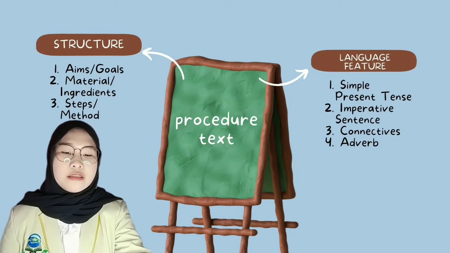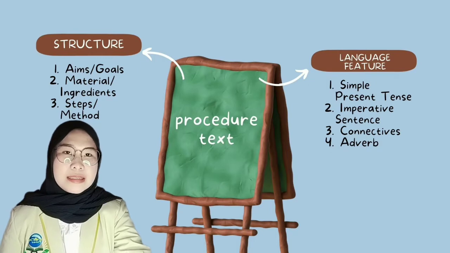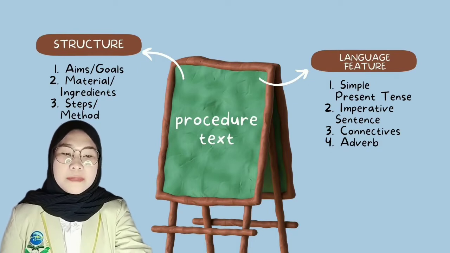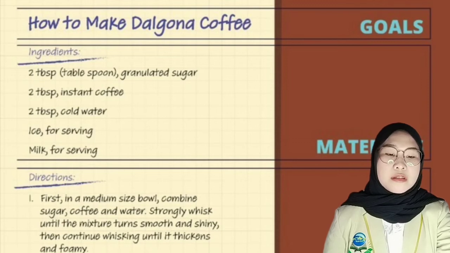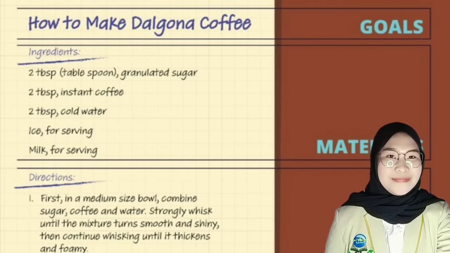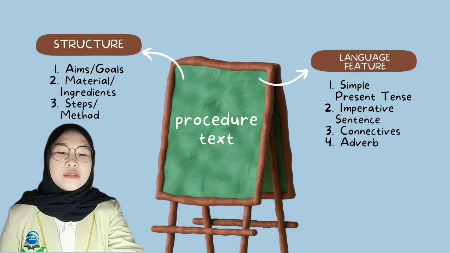And the last of the structure of procedure text is steps or methods. This section contains the steps taken to achieve the goals of the procedure text. For example, first, wash the tomatoes. And then we're going to talk about the language features of procedure text.